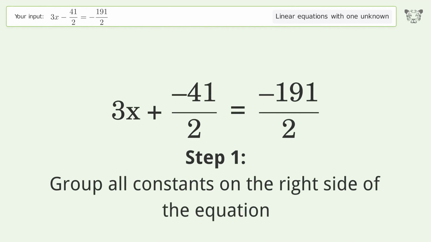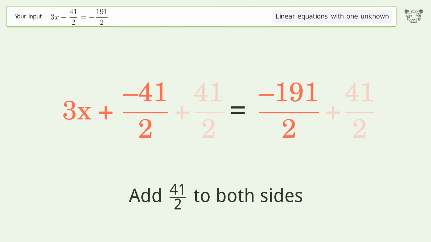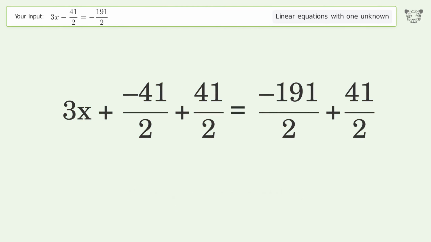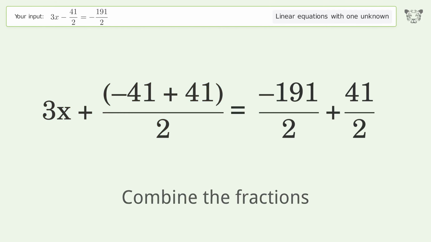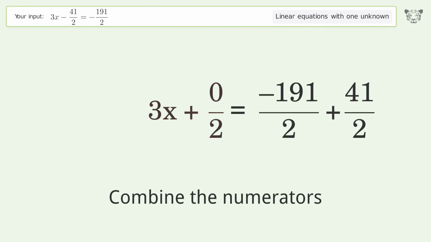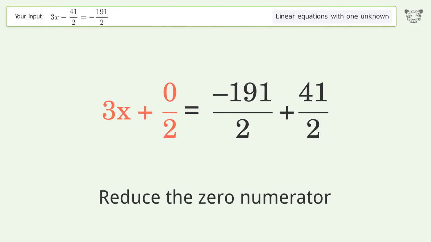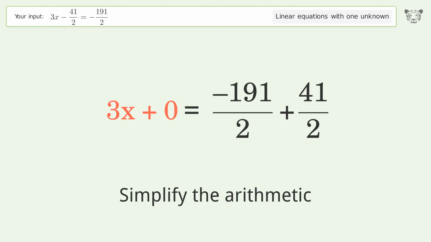Group all constants on the right side of the equation. Add 41/2 to both sides. Combine the fractions. Combine the numerators. Reduce the zero numerator. Simplify the arithmetic.